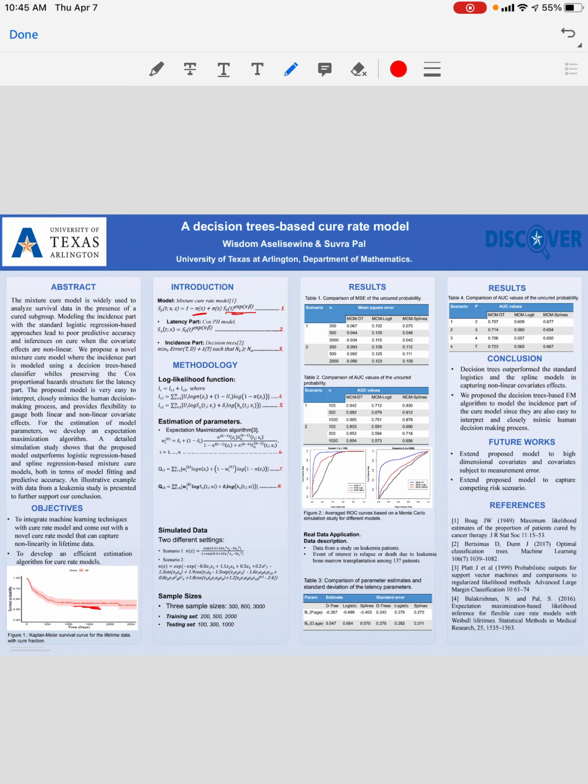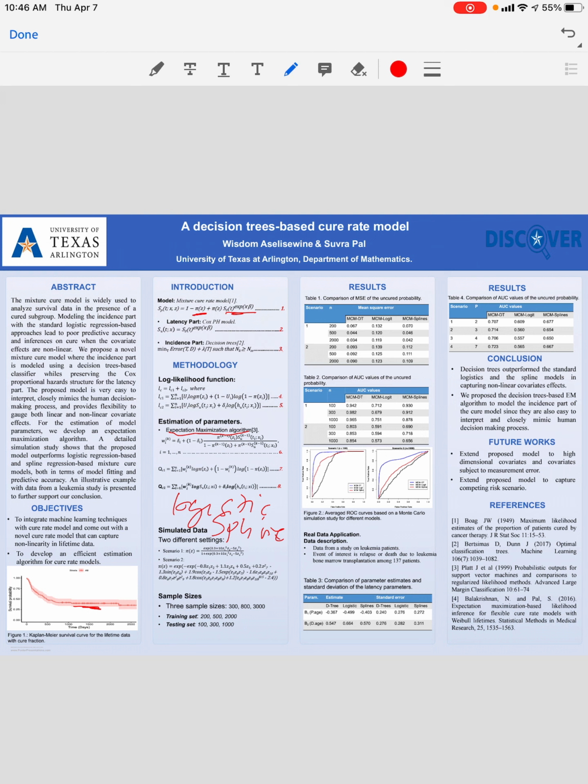To evaluate the performance of our model, we developed an efficient estimation algorithm called the expectation maximization algorithm, which enables us to estimate the parameters of our model and compare the performance of our model with the logistic model and then the spline model.